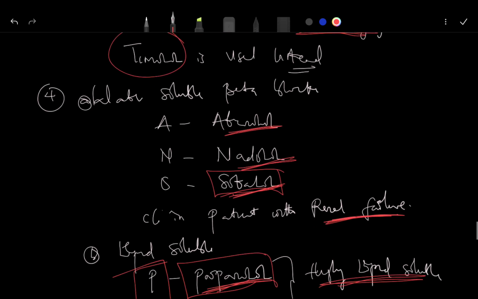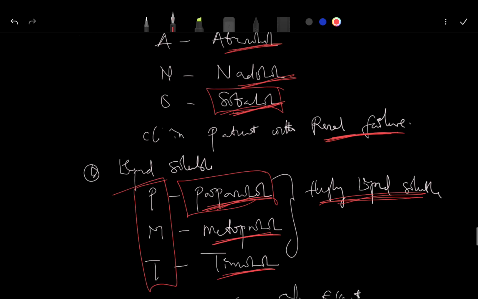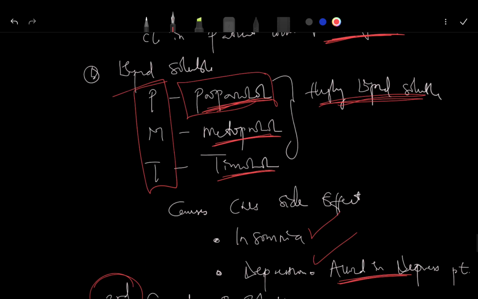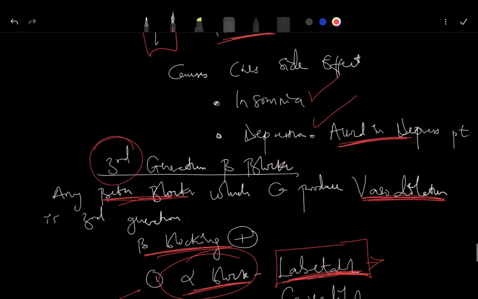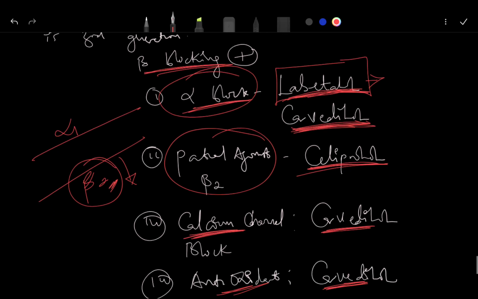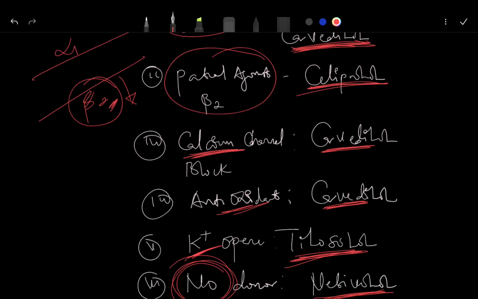Then we now have the water-soluble ones, ANS: atenolol, nadolol, and sotalol, that are contraindicated in renal failure. Lipid-soluble ones, PMT: propranolol, metoprolol, timolol. They cause insomnia and depression. Then the third generation ones, I've discussed all this. You can see celiprolol acts as a partial agonist on the beta 2 receptor.